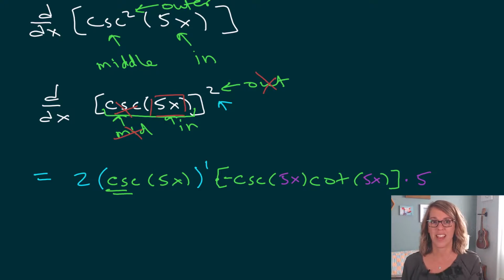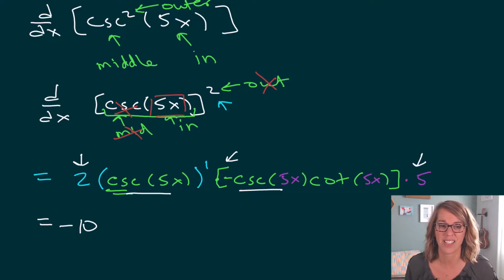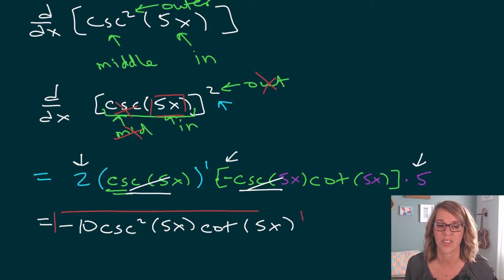I've got everything there. If you've got a really nice teacher, you can just leave it in this form. If you need to clean it up a little bit, let's go ahead and gather up our constant multipliers and that negative sign. So I get a negative 10 on the outside. I've got a cosecant 5x and another cosecant 5x. So that's going to be cosecant squared 5x. That takes care of these. And then finally I've got the cotangent of 5x. And there is our simplified answer.